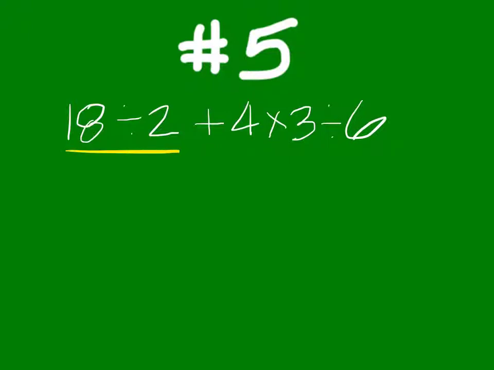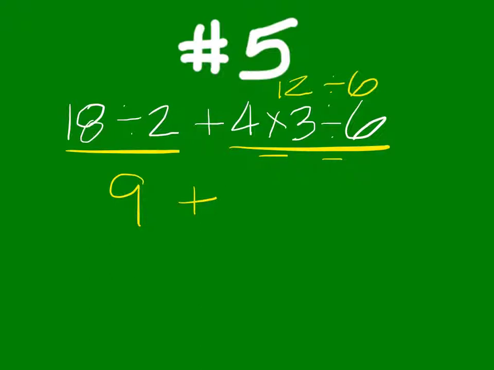You should have 18 divided by 2 first, which is 9. And then you have to do this next, because that's multiplication and division, in order, left to right. That's 12 divided by 6, which is 2. So you should get 11.